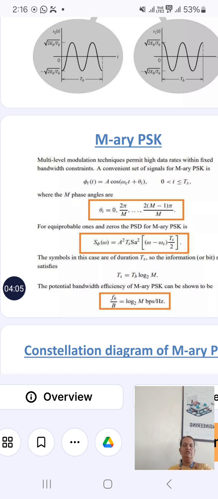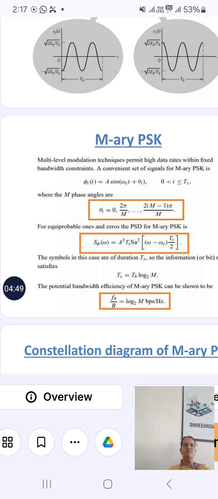For example, if we have equally probable zeros and ones, the power spectral density of the signal can be represented by the equation S_i(omega) equal to A squared, that is the amplitude, into Ts into Sa squared of (omega minus omega_c) Ts by 2. Here Ts is the duration of the symbol and Tb is the information bit duration. So the relationship between Ts and Tb is Ts equal to Tb into log to the base 2 of M.